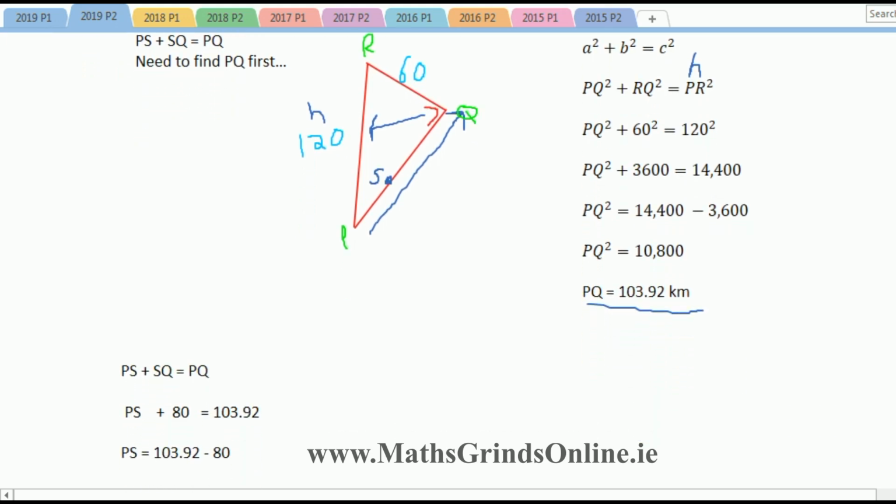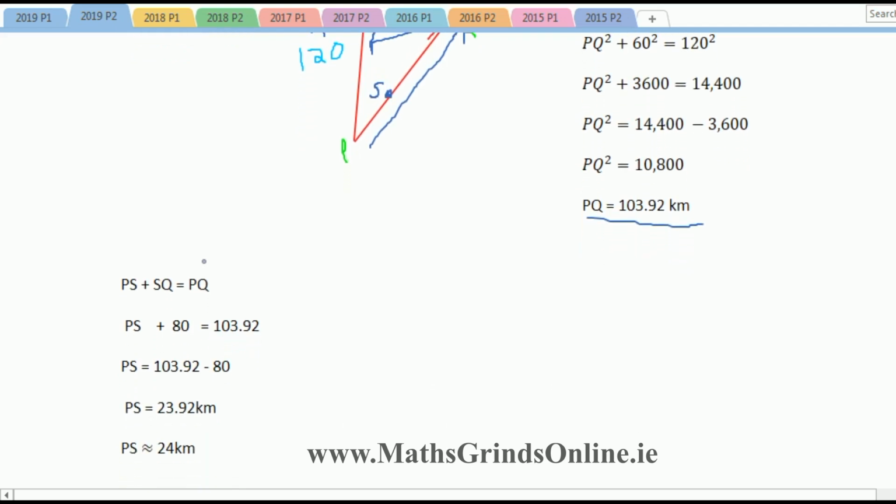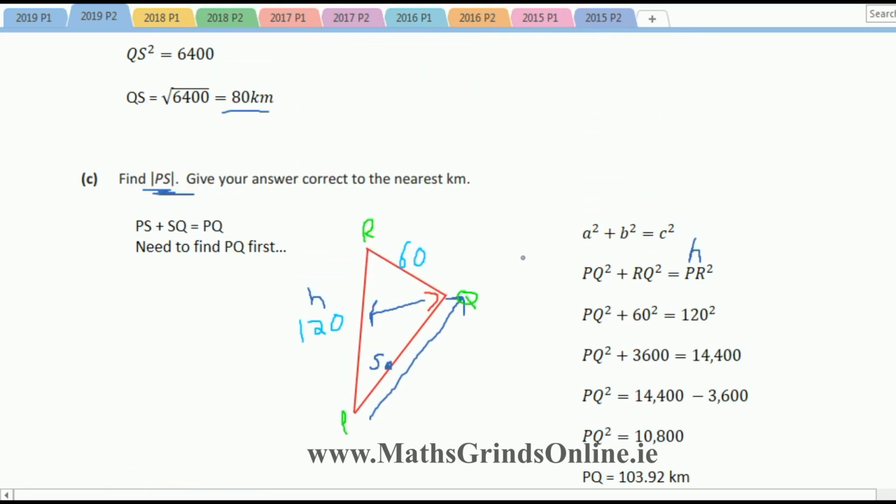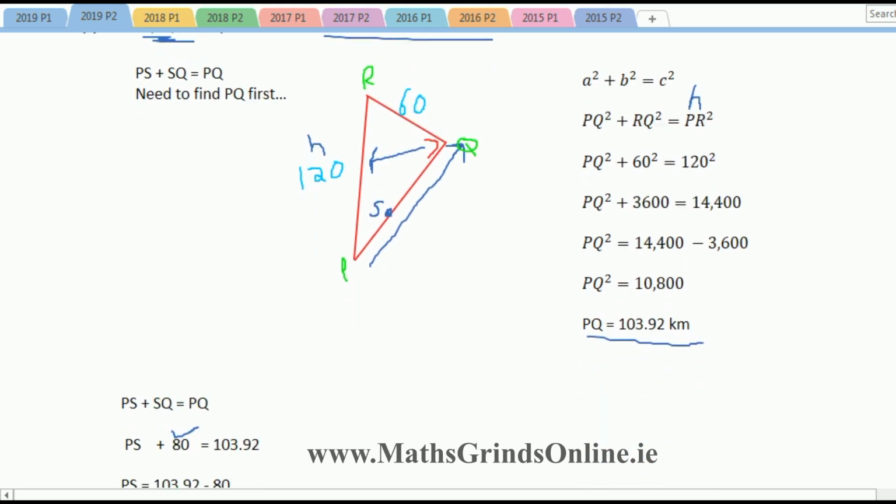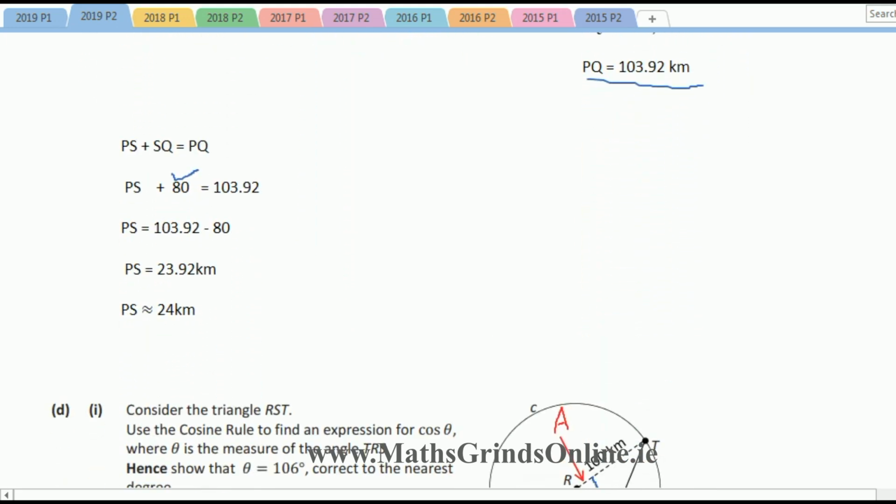Okay, so on the left hand side of the screen here now, I'm just filling these in. PS and then QS that we worked out previously was 80, and then PQ, which we worked out over there. So PS is equal to 103.92, take away 80, which is equal to 23.92 kilometers. Question says correct to the nearest kilometer. So I'm just having to round this up to 24 kilometers there.